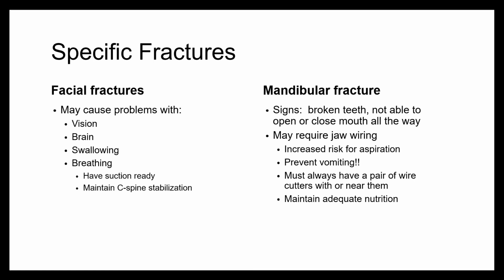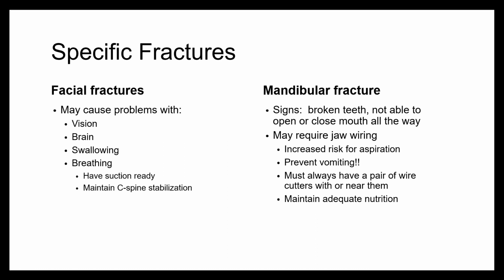In regards to mandibular fractures or broken jaws, first of all, some signs that we can see that is indicative of this is that they have possibly some broken teeth, that they're not able to open or close their mouth all the way. Mandibular fractures oftentimes do require jaw wiring. So if jaw wiring is done, they are going to be at an increased risk of aspiration.